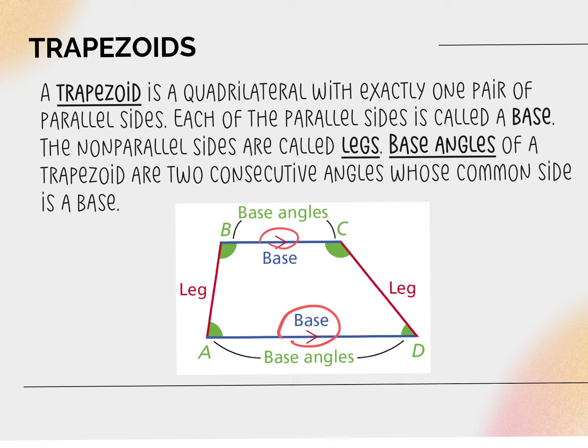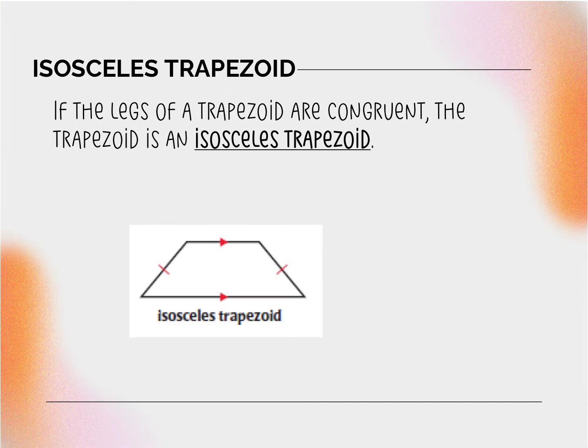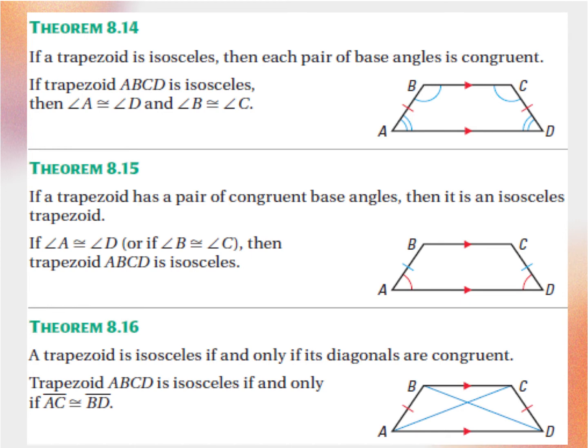Next, we're going to talk about a special trapezoid. One is called an isosceles trapezoid. If the legs of a trapezoid are congruent, the trapezoid is an isosceles trapezoid. So again, you can see the bases are the sides that have the parallel mark, and the sides that don't have the parallel mark are going to be the legs. When the legs are congruent, it's an isosceles trapezoid. The isosceles trapezoid has some theorems that talk about some properties of it.